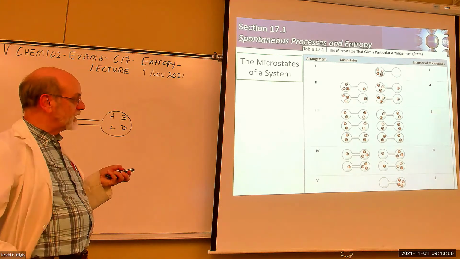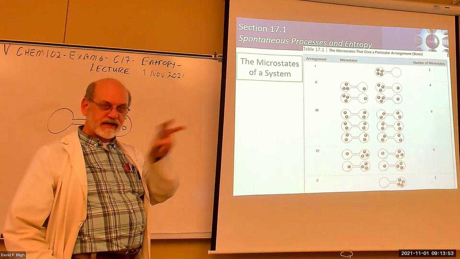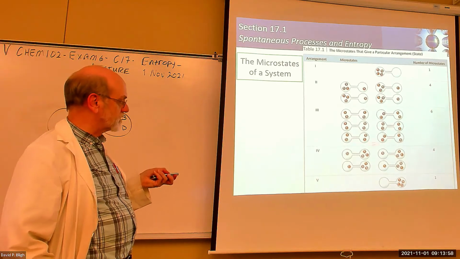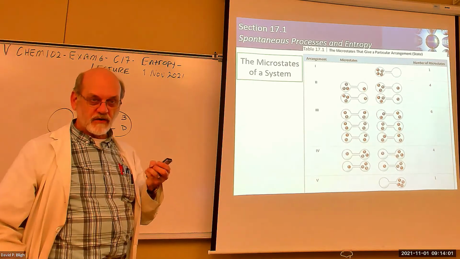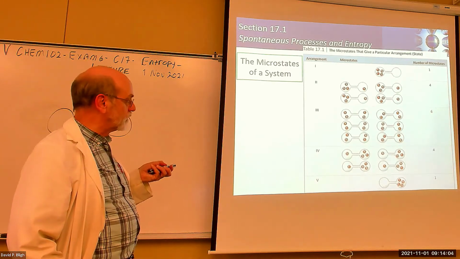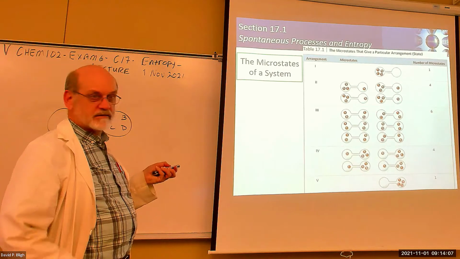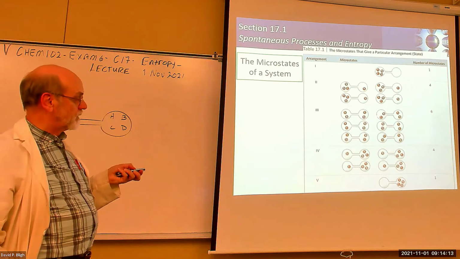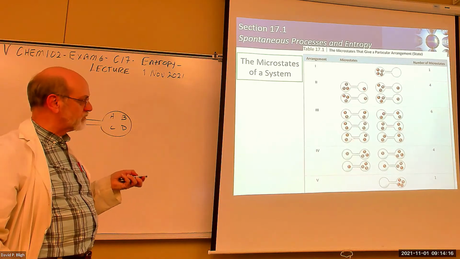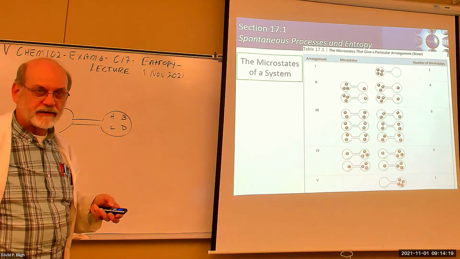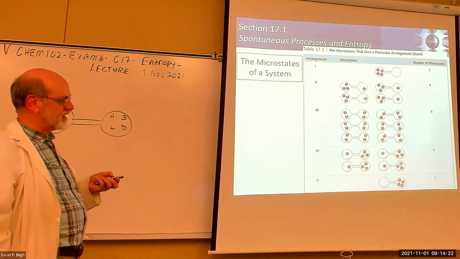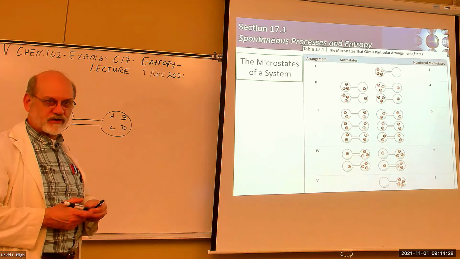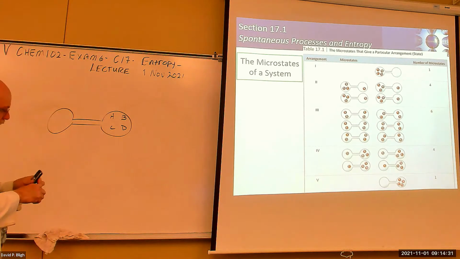But if we allow for 2 in each side, we can get combinations that will give us 6 different possibilities for those particular arrangements. This is the most probable arrangement, where half is on one side and half is on the other. So that's the most probable arrangement of microstates for this example. And you could do that with more, but you'd have to do it inside a computer. There's not enough board space to do it when you start adding more molecules.